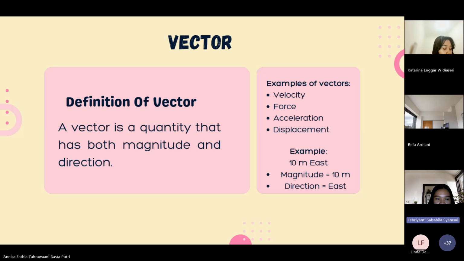A vector quantity has both magnitude and direction. Example vectors include velocity, force, acceleration, and displacement. For instance, 10 meters to the east is a vector because it has a magnitude of 10 meters and a direction toward the east.